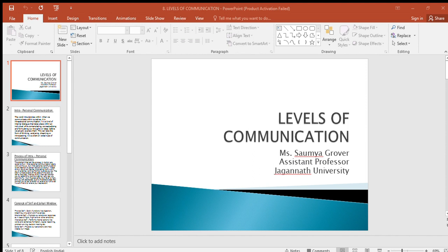The concept of self-concept can also be understood by the Johari window. The Johari window is a communication model that is used to improve understanding between individuals. The word Johari is taken from the names of Joseph Luft and Harry Ingham, who developed the model in 1955.